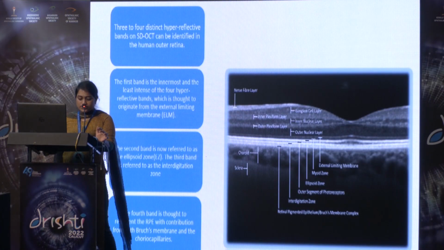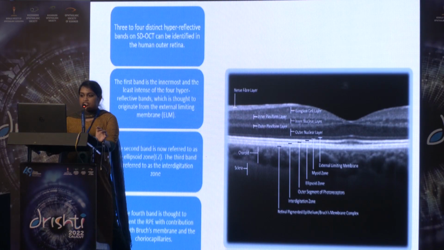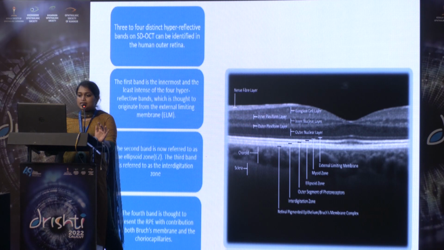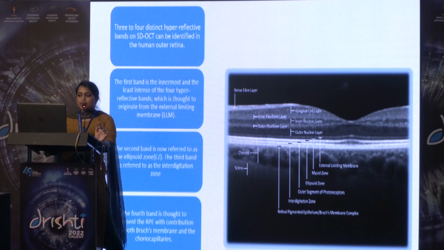With the advent of spectral domain OCT, the different retinal inner and outer layers can be studied easily, and there are 3 to 4 distinct hyperreflective bands on SD-OCT. This can be identified by OCT scan report, and the first band is the innermost, that is the least indent of the 4 hyperreflective bands, that is the ELM, external limiting membrane. The second band, which is now referred to as the ellipsoid zone, is the inner segment outer segment junction. The third band is referred to as the interdigitation zone. The fourth band is the RPE-Bruch's membrane complex.